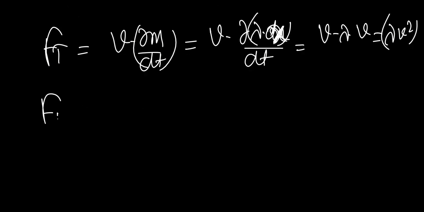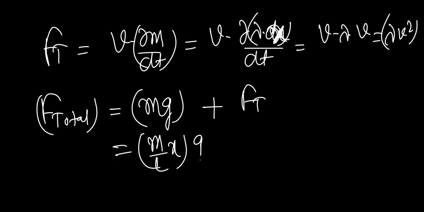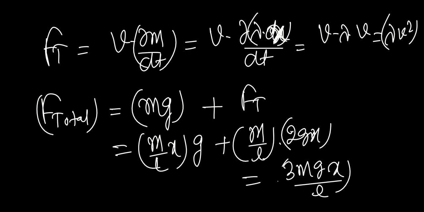So the total force that is applied by the floor on the chain is mg plus this thrust force. So what is mg? The mass of the x length is m by L into x, into g, plus lambda, that is m by L, into v square, which is root under 2gx squared, that is 2gx. So the total force is going to be 3mgx upon L, which is applied by the floor on the chain, or this much force is applied on the floor.